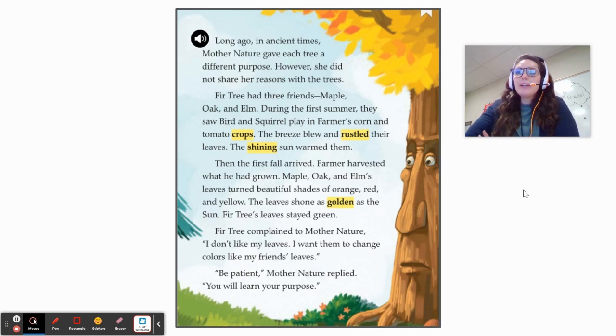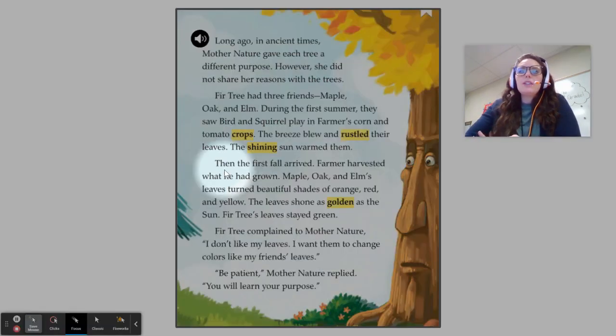I am not going to reread the whole story, as you should have just listened to it on the previous slide. We are going to find some different parts from the story and zoom in and reread them together. So we are going to zoom in on the paragraph that starts right here. Then the first fall arrived.